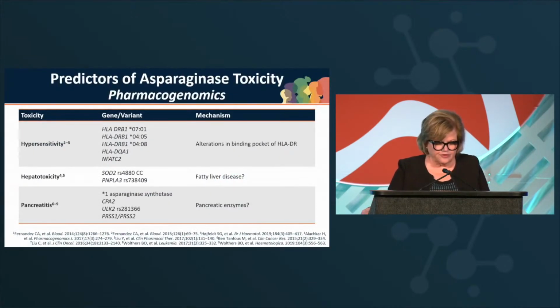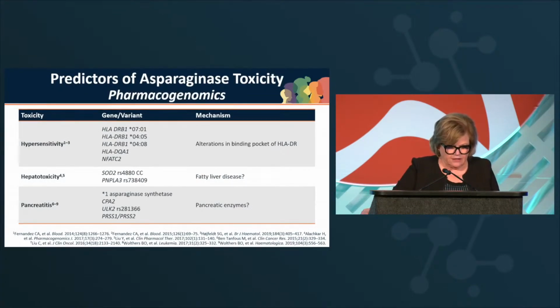So what are some of the predictors, going back to, and this probably should have been with my other predictor slides, but with asparaginase toxicities, as we also know, it's the pharmacogenomics, particularly with some of the HLA gene and variants within those can actually place the patient at greater risk for hypersensitivity. We know that there are a couple of genetic variants that can place the patients at risk for hepatotoxicity, and also some genetic variants that can place our patients at risk for pancreatitis.